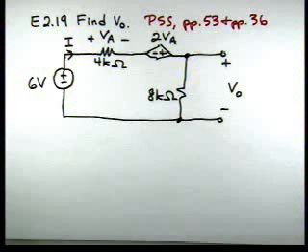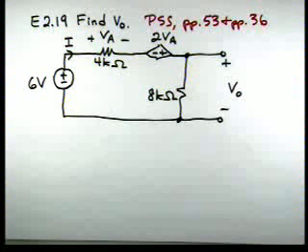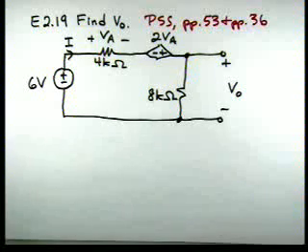Okay, here's the problem solving video for E2.19 where we're asked to find V0. We're actually going to utilize two problem solving strategies for this one. The first one's on page 53, that's talking about circuits with dependent sources. Also we'll utilize the one on page 36 in regard to single loop circuits.